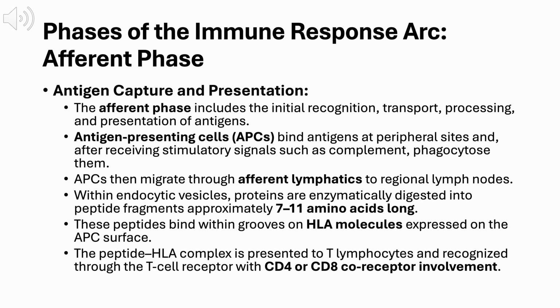Inside the APC, within endocytic vesicles, enzymes chop the ingested proteins into small peptide fragments, roughly 7 to 11 amino acids long. Those peptides then load into grooves on HLA molecules displayed on the APC surface. The resulting peptide HLA complex is what gets presented to T lymphocytes, which read it through their T cell receptor, assisted by either the CD4 or CD8 co-receptor. That handshake, peptide, HLA, and T cell receptor, is the fundamental unit of adaptive recognition, and we'll unpack each part next.